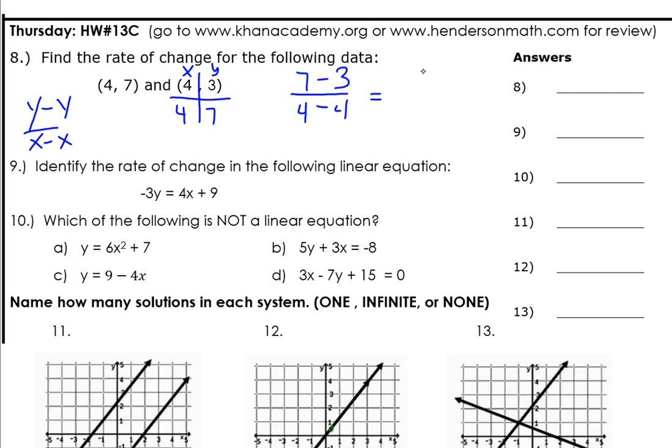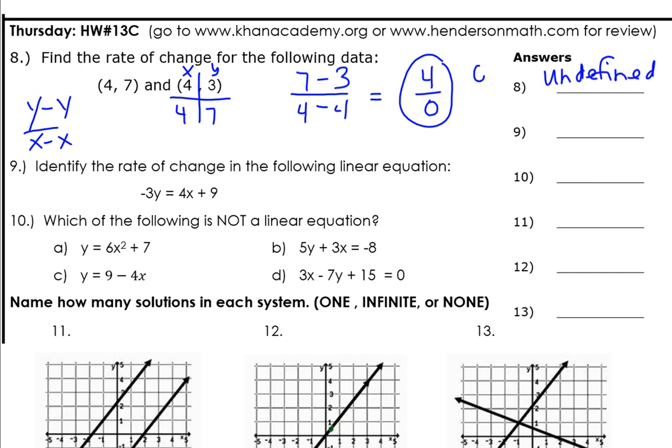7 minus 3 is 4, and 4 minus 4 is 0. Although this answer is correct, it has not been finished. Anytime you have a 0 in your fraction, you must interpret it. And to interpret it means to choose whether the answer will be 0 or whether the answer is not possible and it's undefined. So if I have 4 items and I want to split them up so that there's nothing, that's impossible. I can break them into tiny pieces, but I can never have nothing. So this is what we call undefined.